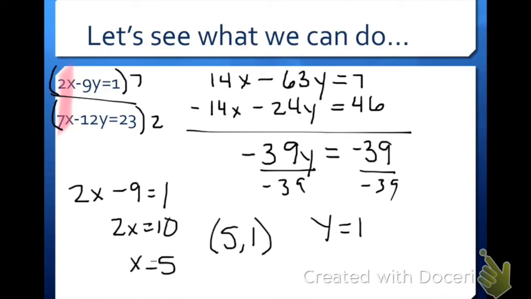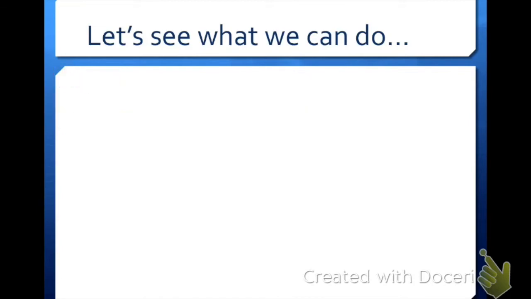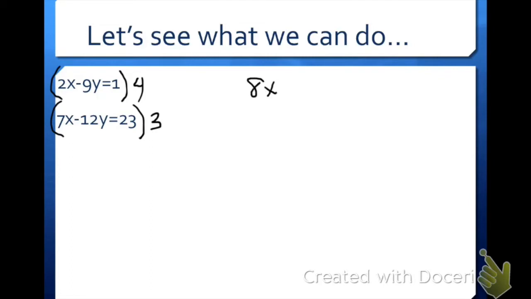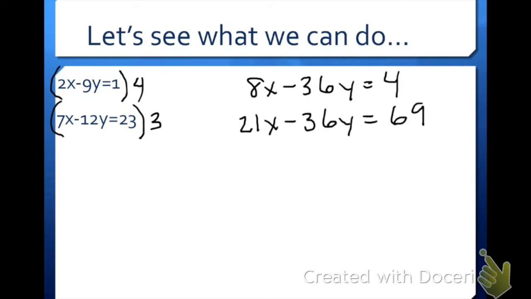But let's say I found the solution a different way. Let me go back one. Let's say looking at this, I wanted to eliminate my y's. And I know that 9 times 4 will give me 36 y's, and 12 times 3 would give me 36. Then I would have 8x minus 36y equals 4, 21x minus 36y equals 69. They have the same sign, so I'm going to subtract here.